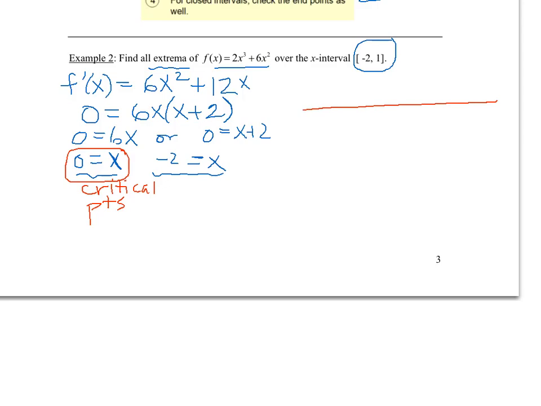Oh, I'm writing in red. I can't do that. Sorry. I work at Highland Park, not Deerfield. All right, let's go back to blue.